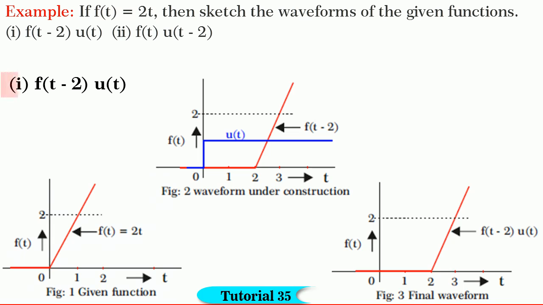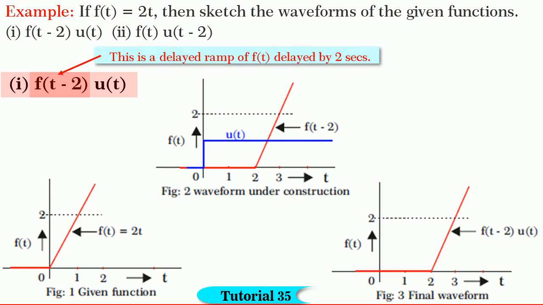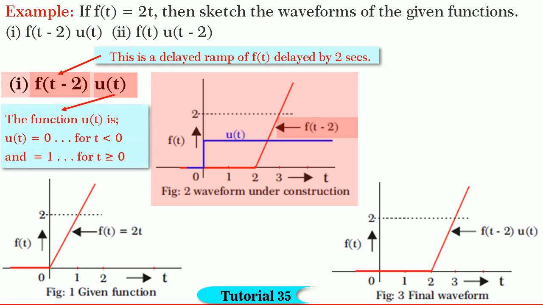Now, if you look at the given expression, the first term is f of t minus 2. You know that this is a delayed ramp, f of t delayed by 2 seconds. This function is shown in figure 2. This function is to be multiplied by u of t. You know that the function u of t is equal to 0 for t less than 0 and equal to 1 for t greater than or equal to 0. So, u of t also is shown in figure 2.